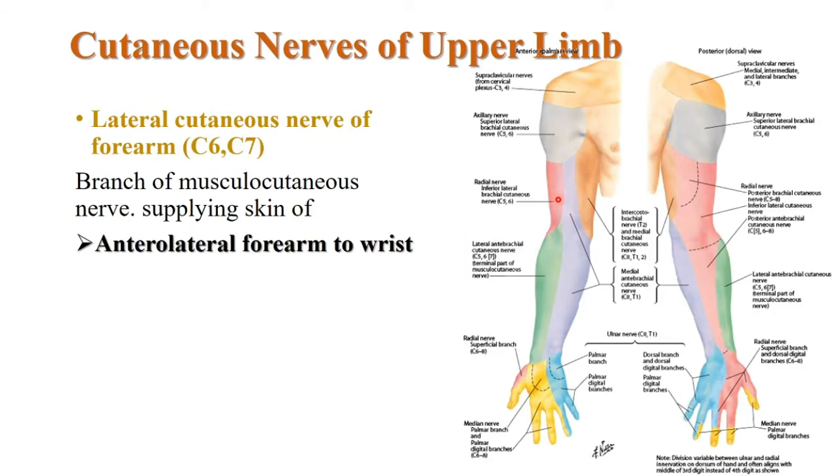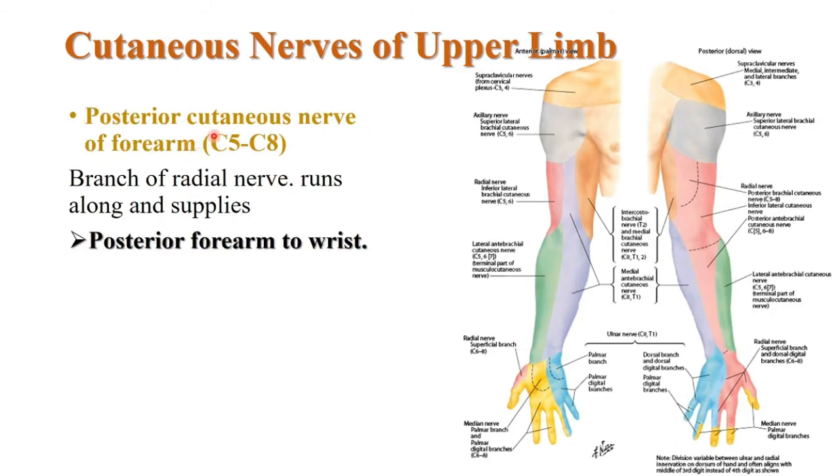Then comes the lateral cutaneous nerve of forearm. If we go down, this is a branch of the musculocutaneous nerve having the root value C5, C6, C7, and it is supplying the anterior lateral aspect of the forearm up to the wrist.